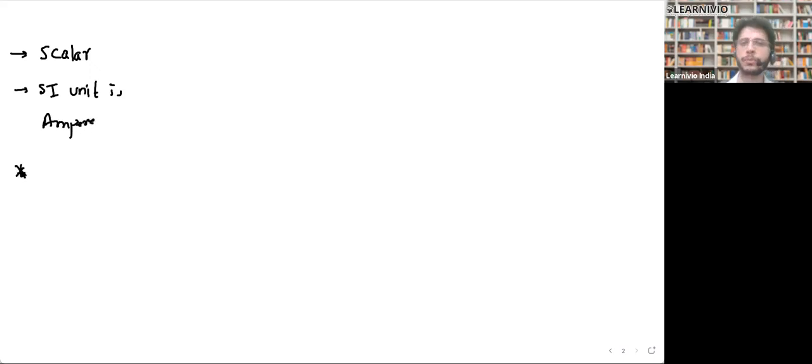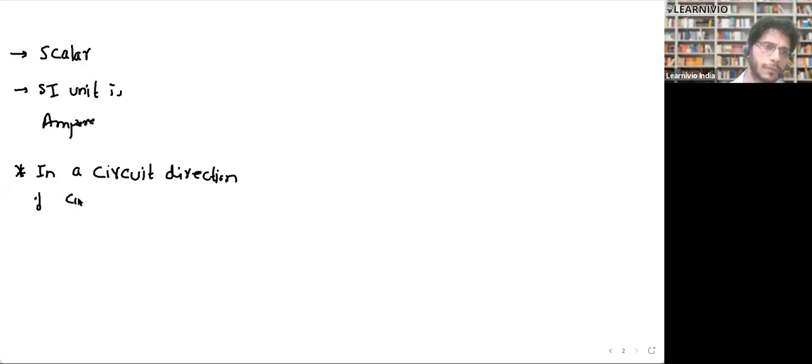A few more important points about current. In a circuit, the direction of current is from higher to lower potential.